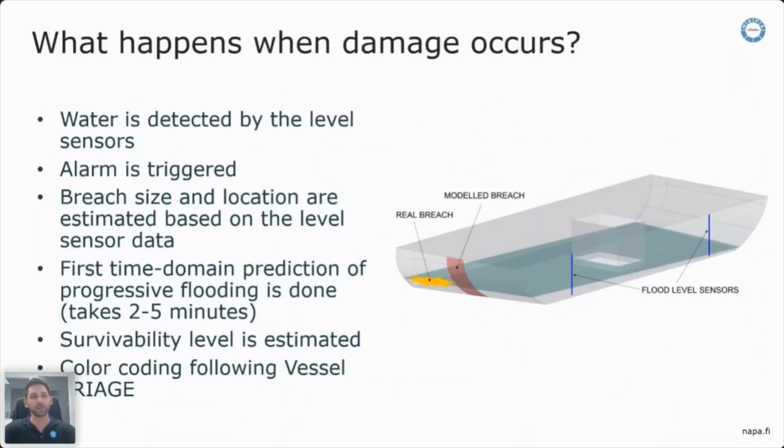Next, a time domain prediction will start, which could take 2 to 5 minutes. Once the first prediction is complete, the survivability level is estimated and presented according to vessel triage color coding. The prediction will then run continuously, taking into account the latest data from automation, including closed doors and tank levels.